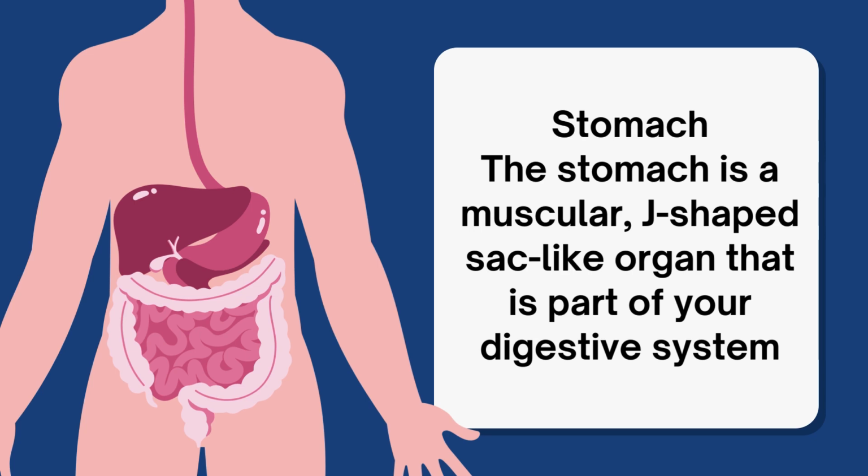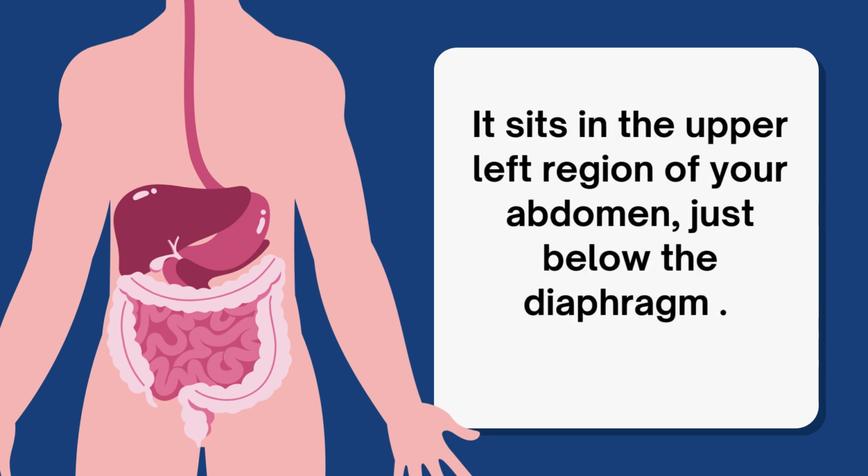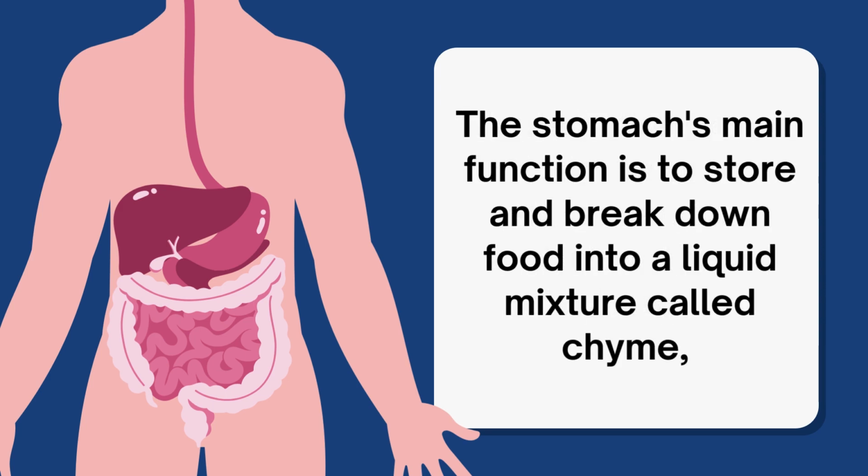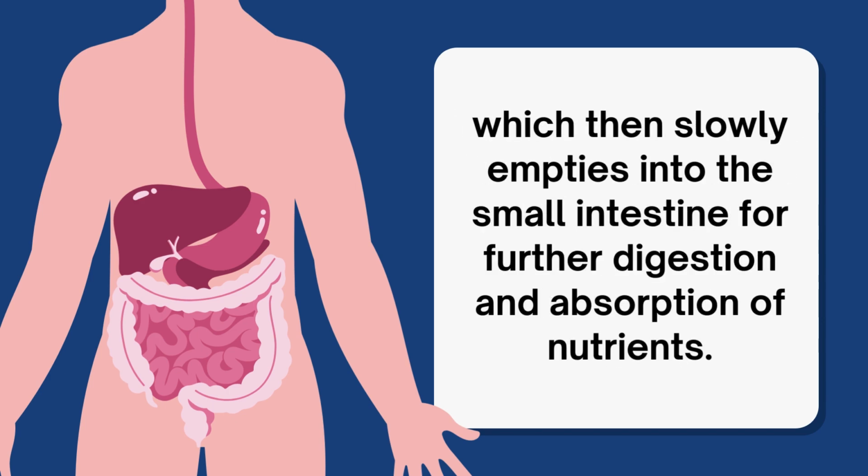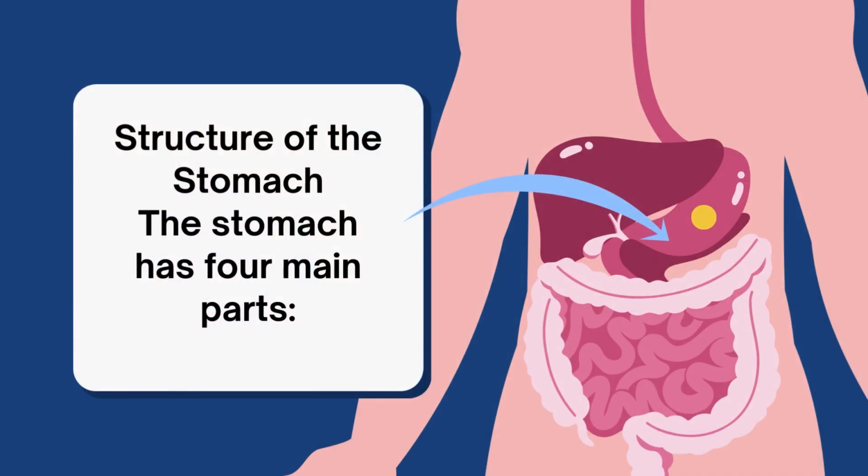Stomach. The stomach is a muscular J-shaped sac-like organ that is part of your digestive system. It sits in the upper left region of your abdomen, just below the diaphragm. The stomach's main function is to store and break down food into a liquid mixture called chyme, which then slowly empties into the small intestine for further digestion and absorption of nutrients.